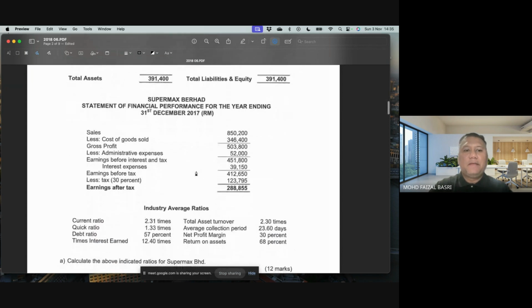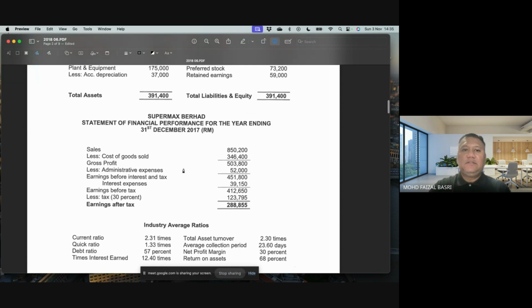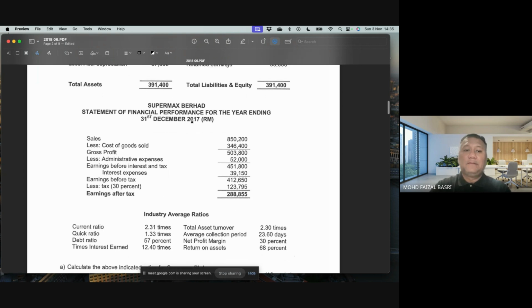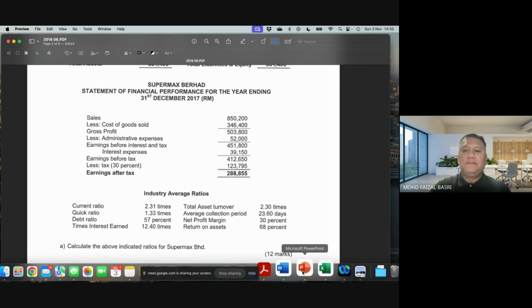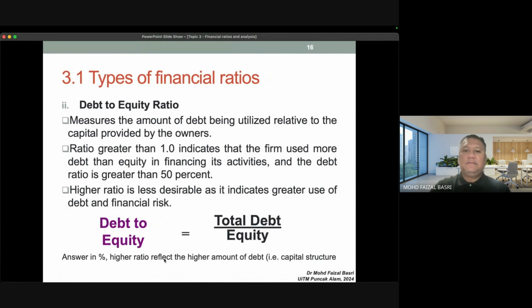So comparatively, okay, dalam soalan ni, the industry average is set at 57%. Remember for that ratio, kita nak the ratio to be as low as possible. So comparatively, we can see that Supermax Berhad's debt ratio is lower than the industry's debt ratio. That indicates that the firm has lesser use of debt, and the dependability on debt is lesser than the industry average. So dia punya kebergantungan kepada hutang tu lagi rendah lah from the industry's point of view.